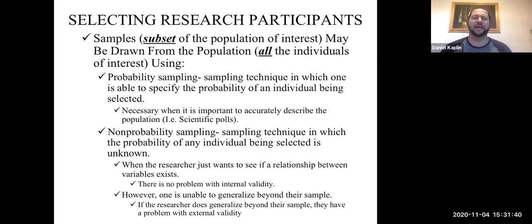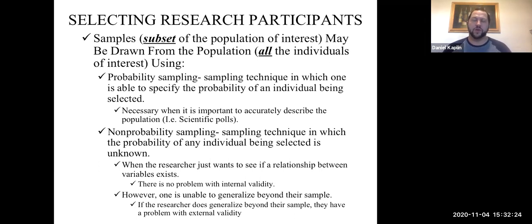So, as you may recall from lecture 7, most research operates with samples. And a sample, by definition, is a subset of the population, whereas the population is all parties of interest. So when we do sampling, there are different forms of sampling techniques. There's probability sampling, in which the likelihood of being selected is known to the researcher. And then there's non-probability sampling, where the likelihood of being selected is unknown to the researcher.